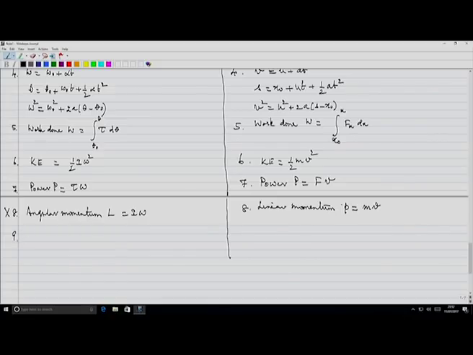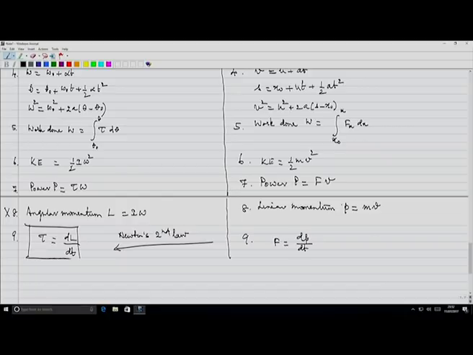And 9, then tau is equal to, this we had seen much earlier. How is tau defined? dL by dt. Rate of change of angular momentum is what is known as tau, and similarly the rate of change of momentum is what is known as force. In a sense, this is Newton's second law, this is Newton's second law in rotational dynamics. Now with this the analogy is complete.